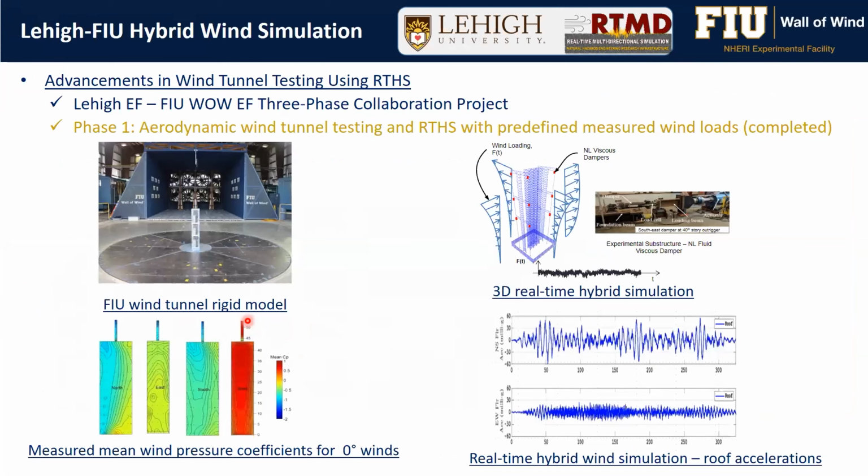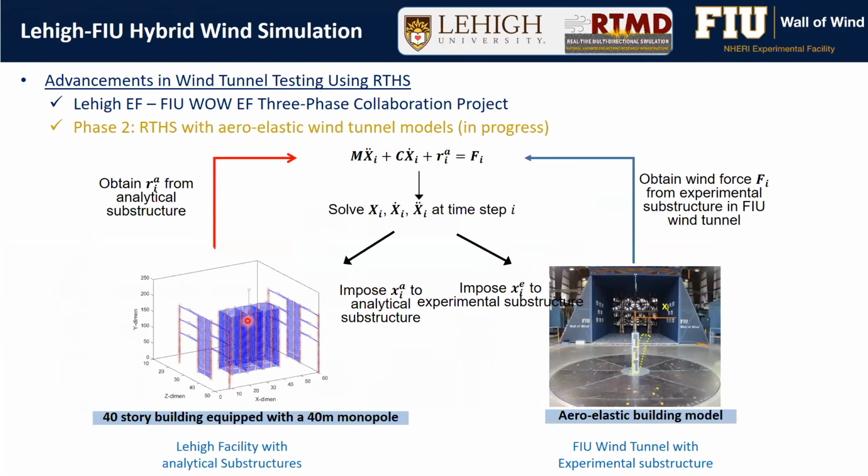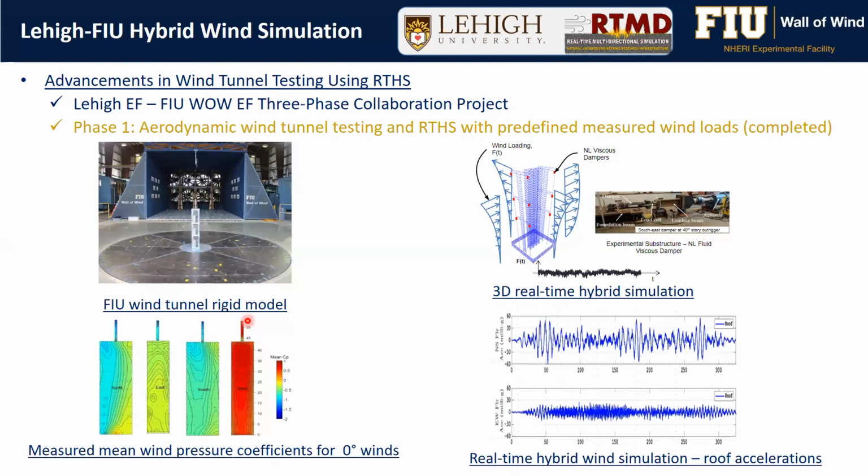Phase 1, as Liang discussed, was about aerodynamic testing. So we first wanted to see what the wind forces acting on the surface of both the building and the monopole are. We completed that at a scale of 1 to 150, which is a little bit small scale for typical Wall of Wind testing. But again, we wanted to accommodate this size of the structure. We obtained pressure coefficients and contour plots on the surface under different wind angles, mainly 0 and 90 degrees.